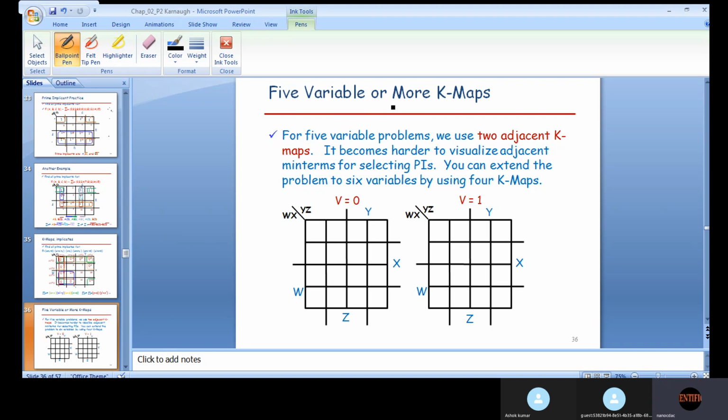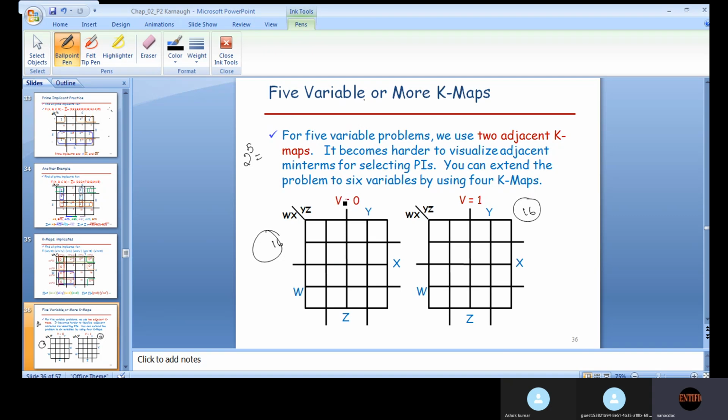5 variable or more variable. 5 or 6 variable K maps చూద్దాం ఇప్పుడు. 4 variable is okay. దానిలో prime implicant and essential prime implicant we will see. For 5 variable or more than 5 variable K maps, 2 power 5 is equal to 32 కదా. So here 16 cells, here 16 cells. You need to divide it like this, okay?